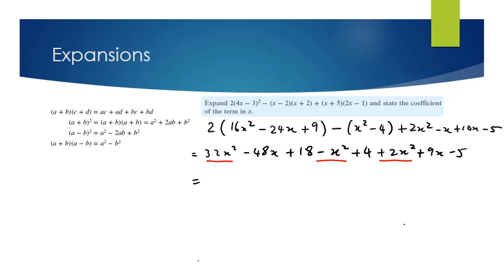So we have 32 minus 1 plus 2, so that's 34 minus 1, which is then 33x squared. Then I'll use yellow, I suppose. So you have negative 48x plus 9x, so that gives us negative 39x. Then you also have plus 18 plus 4 minus 5, so that's 22 minus 5, which is then 17.